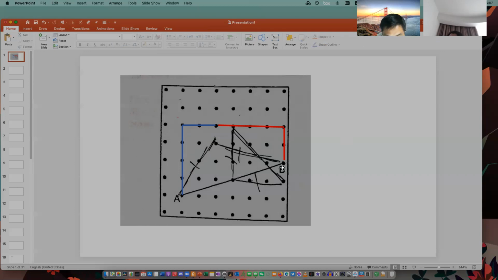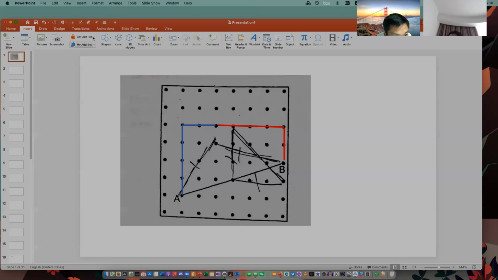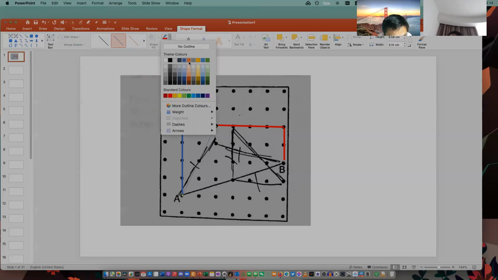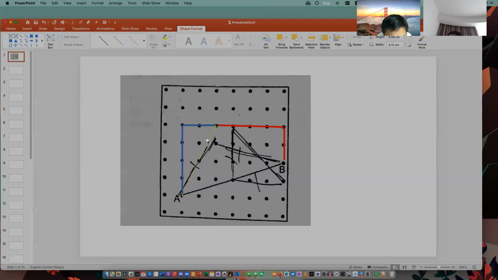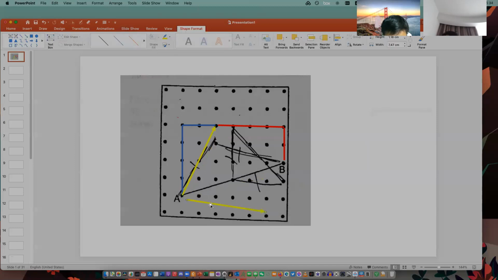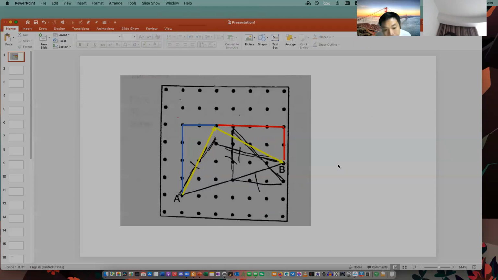So now let me connect this. Let me use a different color. Let me use a yellow one. Yes, yellow one. And let me get another yellow one. Okay, good. So with this, I think these two yellow lines are the same. They are of the same length.